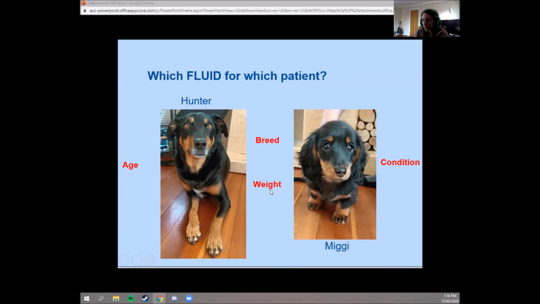We need to think about weight. Clearly these two are very different in size, and also we need to consider their condition, which is connected to their age. Does Hunter have any underlying diseases or concerns that we are worried about? Whereas Miggy, she is just a puppy, so we may not see anything underlying at this stage. So in short, even with the same disease, we're not necessarily going to have the same fluid plan for these patients. So now what we want to do is propose a plan.